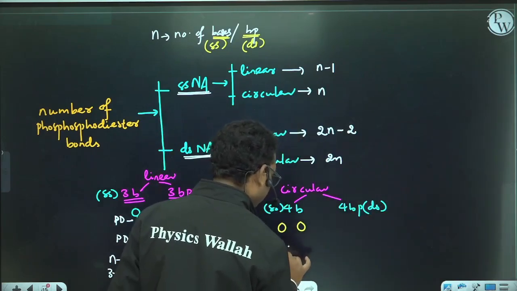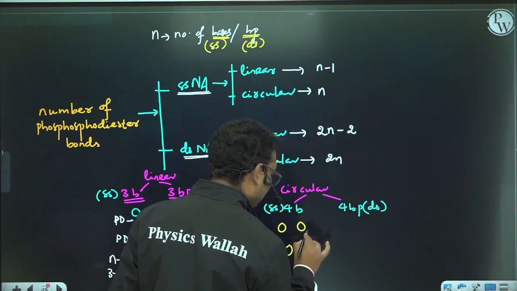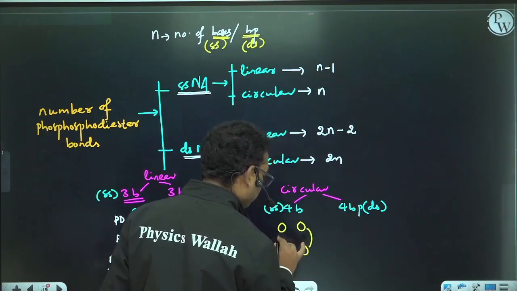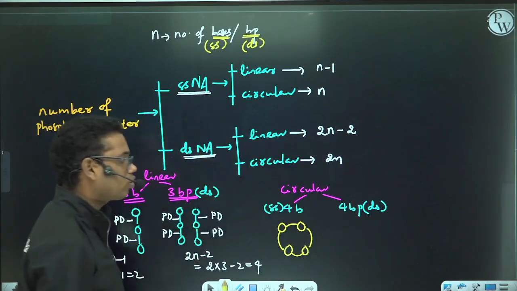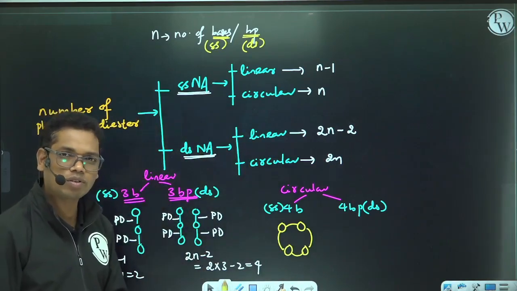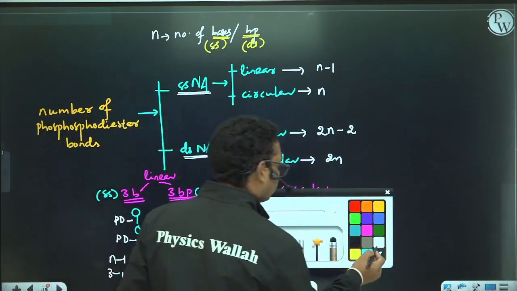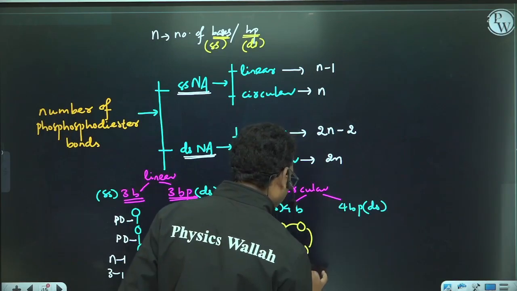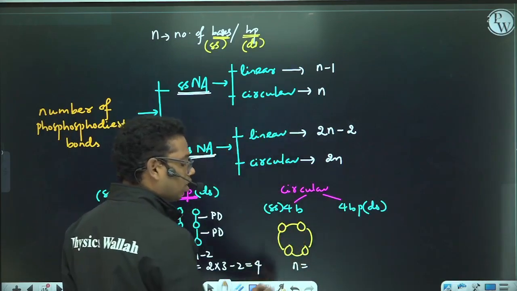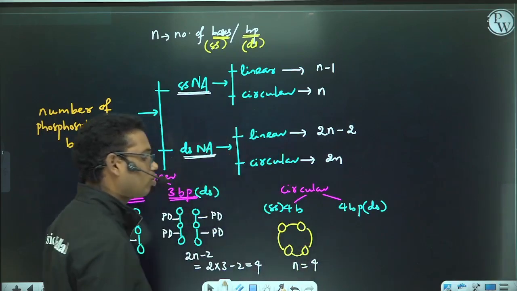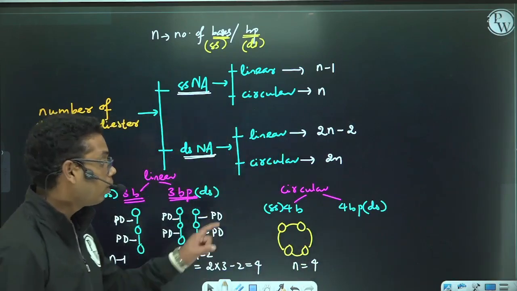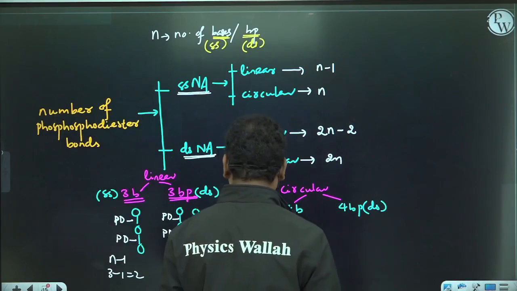So suppose these are the nucleotides, and these are the phosphodiester bonds. How many phosphodiester bonds are present? 4 phosphodiester bonds are present. So here the answer will be n. And what is n? N is the number of bases, and it is 4. So the phosphodiester bonds are also 4. And what about 4 base pairs?